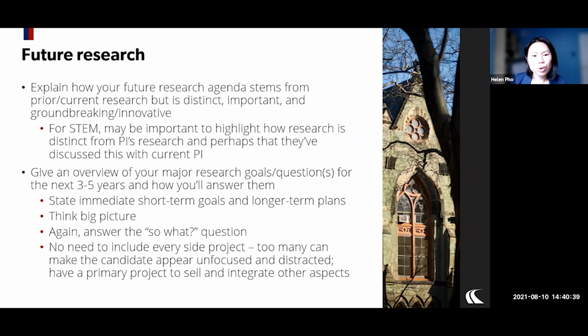For describing your overall research goals and questions, it's helpful to keep the big picture in mind. So yes, you want some details, but the big picture is usually what faculty will take away as they read your research statement. So you want to keep in mind the big picture as well. Along with that, it's again answering that so what question. Why should people care about this research? What's important about it that they should care?